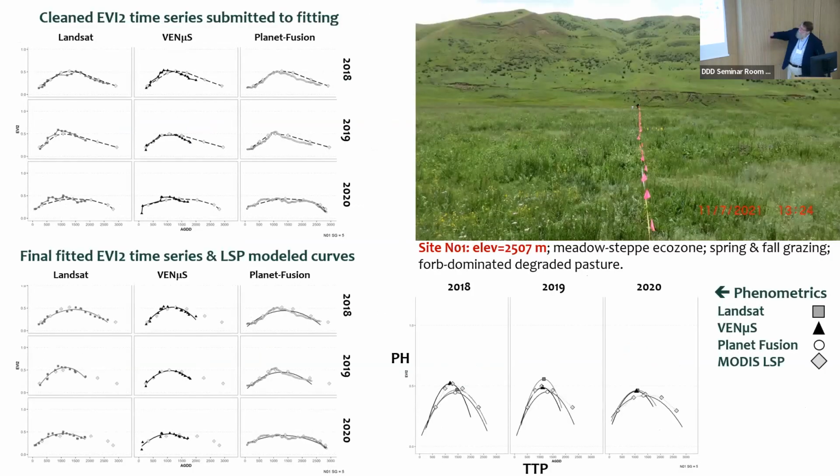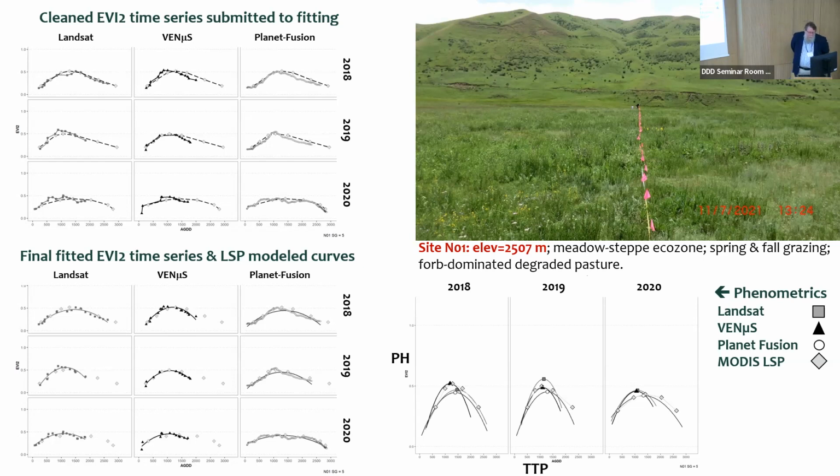So here we have in the upper left the 3 time series, Landsat, Venus, and Planet Fusion. The data were cleaned, because sometimes you have anomalous high or low values. And then below that are the final fitted time series. We do iterative fitting, and across all of those, we are overlaying the fitted points from the MODIS LSP product.